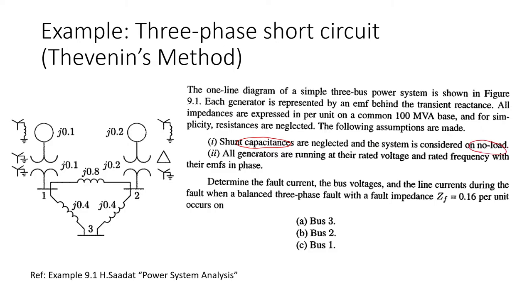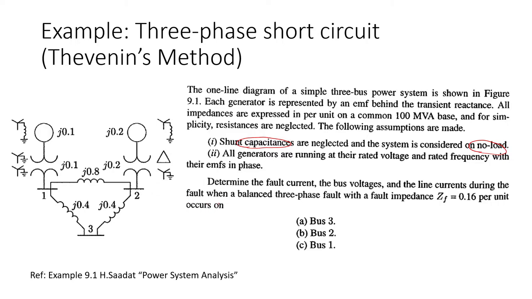Okay, so this is quite a bit different from the example we discussed in the previous example, where the motor is loaded. If you still don't know what I mean, check the list of clips that I'm providing to you in this course. The second assumption is that all the generators are running at their rated voltage and rated frequency with the EMFs in phase. So the problem asks you to find the fault current at different locations.